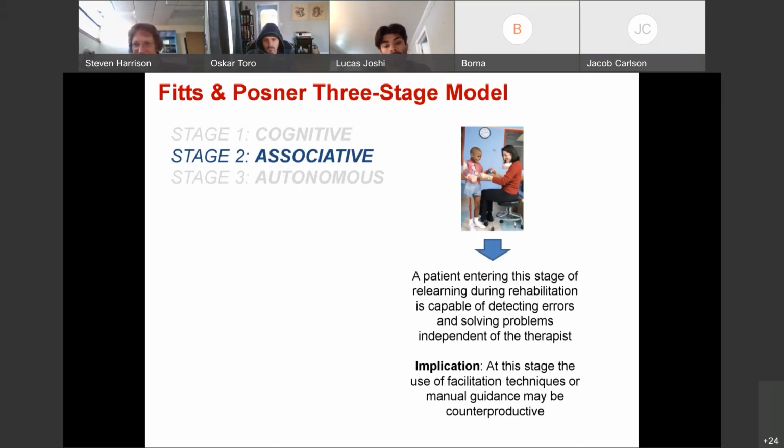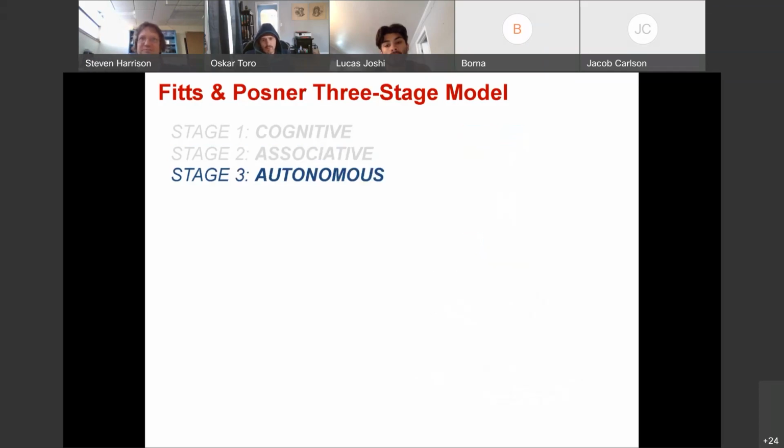Once you're past understanding that pattern, manually guiding the patient through that pattern is not going to be useful from a motor learning perspective. It might be useful from a physical support standpoint, in terms of actually physically getting them into the ballpark of being able to perform the motion, but from a motor learning standpoint, not so much.